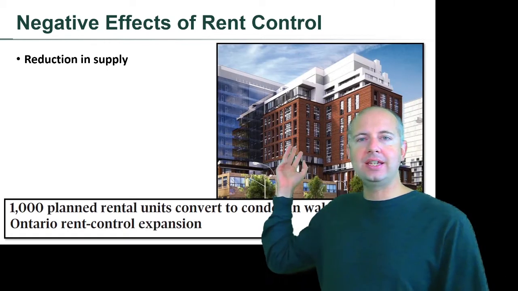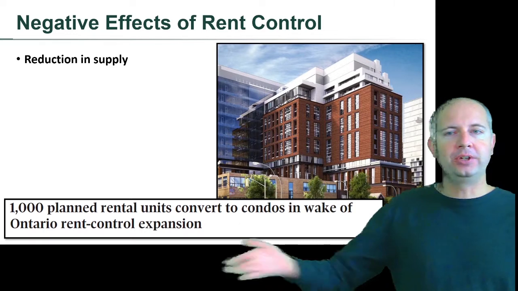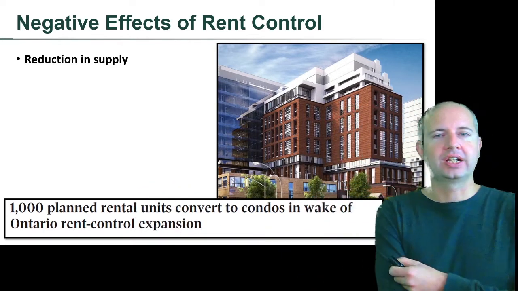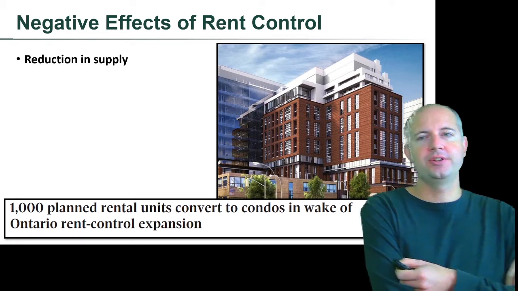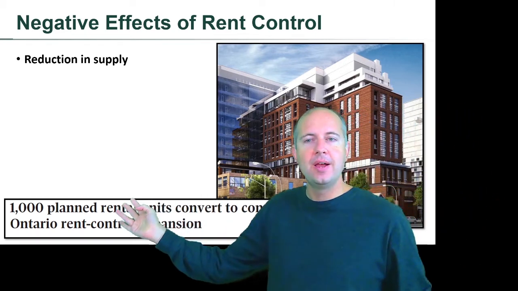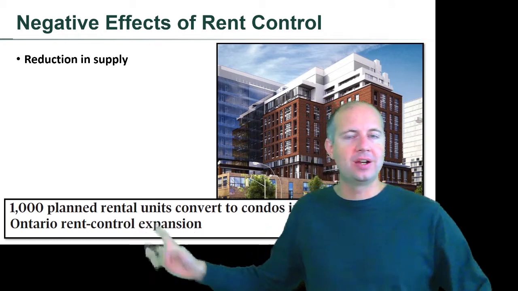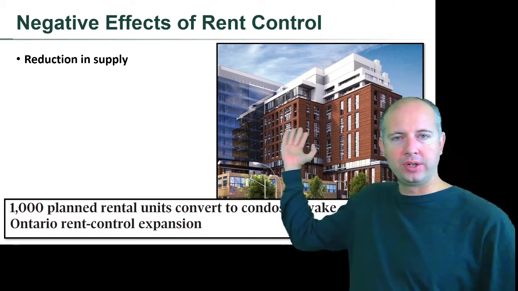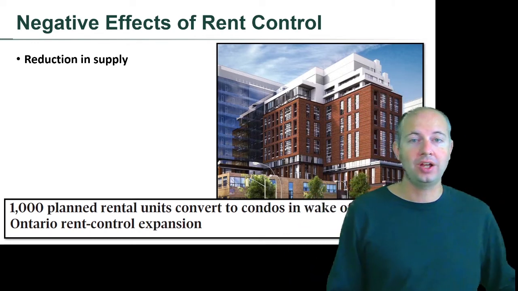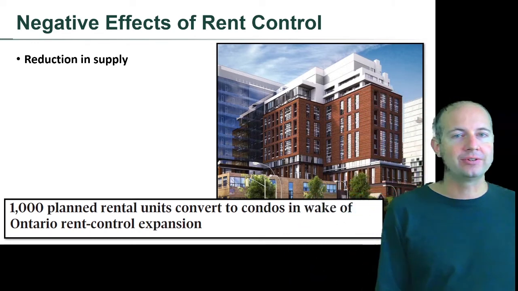So this is what was going to be an apartment building in Ontario. 1,000 planned rental units convert to condos in wake of the Ontario rent control expansion. So instead of renting them out as rental units, because Ontario passed laws about rent control, this building would have been subject to it. So instead, they said, you know what, we're not going to deal with these rent control laws. We will just sell them right now as condos.